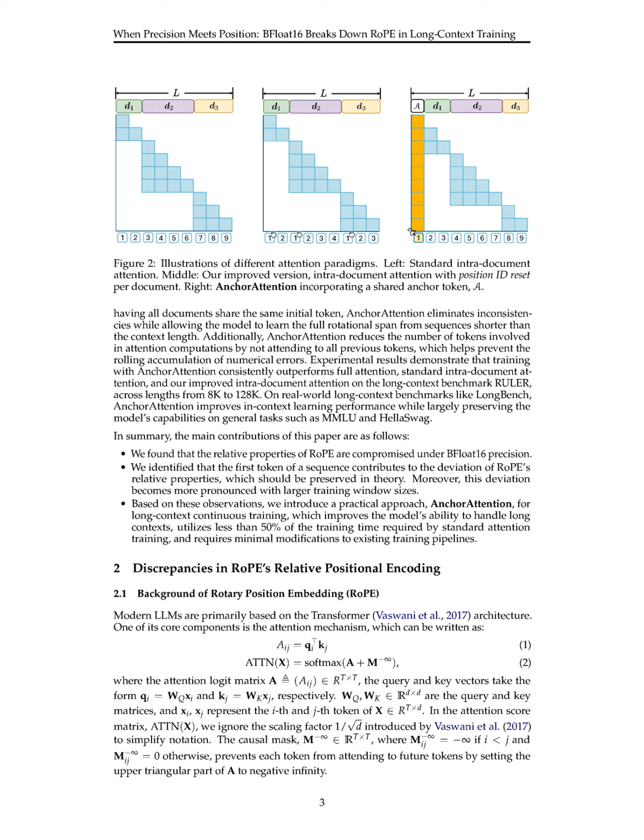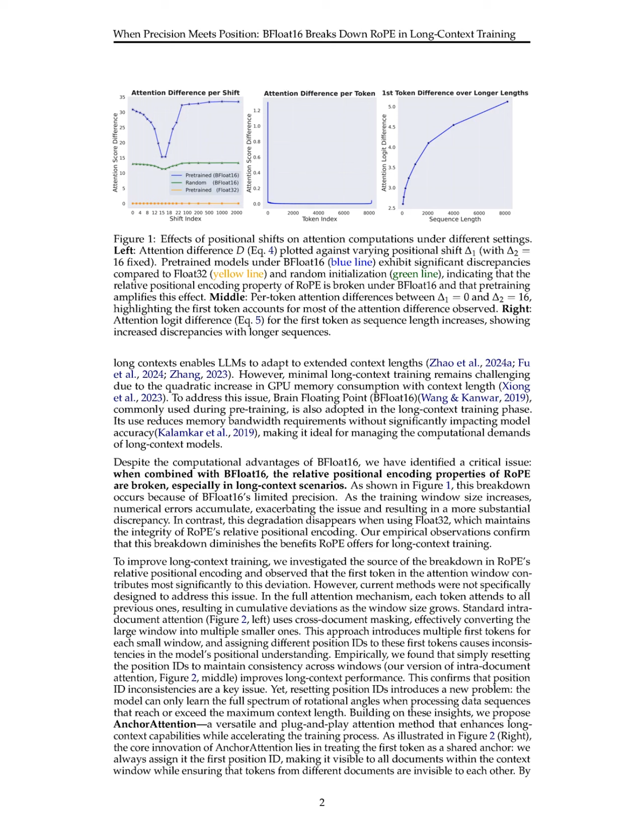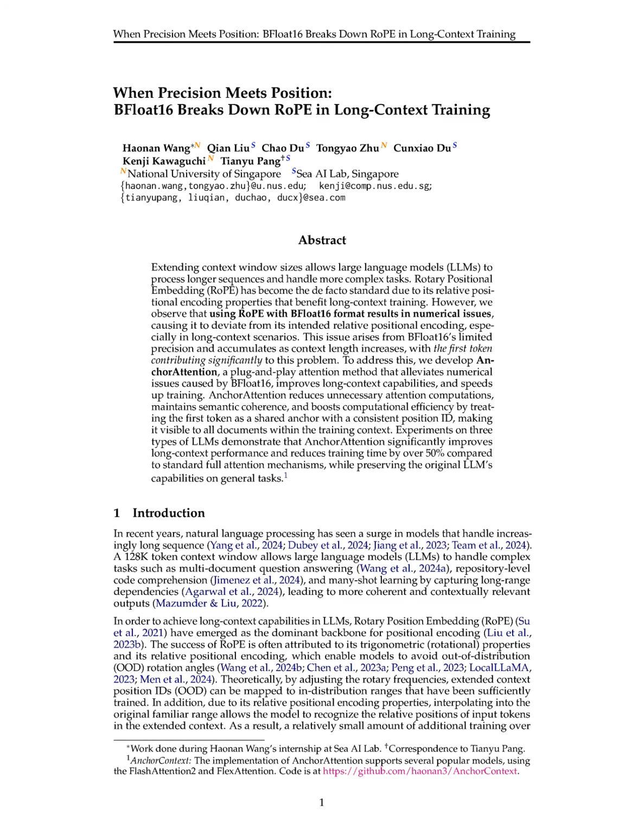AnchorAttention offers several theoretical and practical benefits over standard intra-document attention and full attention for long context performance. Firstly, it addresses the inconsistency in positional encoding caused by the first token's relative positional properties, which is a significant issue in previous methods. By designating a shared anchor token, AnchorAttention ensures that all documents within the context window reference the same starting position ID, thus maintaining positional coherence. Secondly, it reduces the number of tokens involved in attention computations, which mitigates the accumulation of numerical errors that arise with longer sequences, a problem exacerbated in full attention.